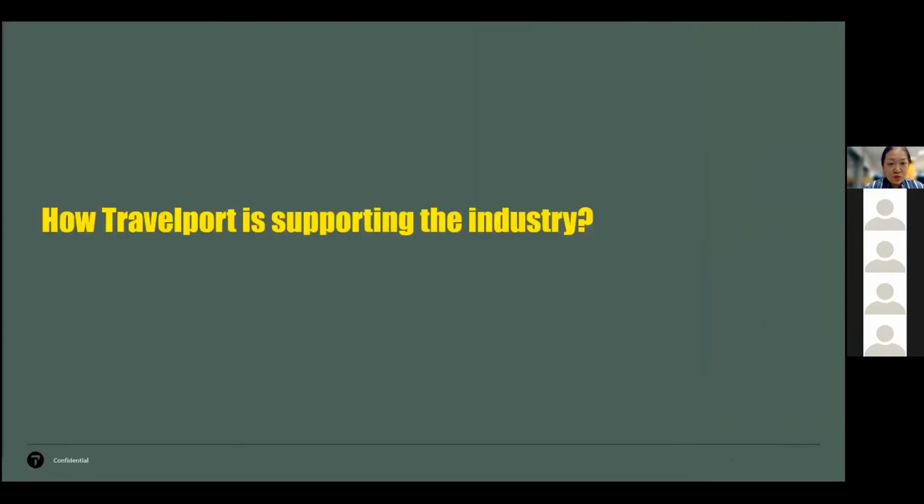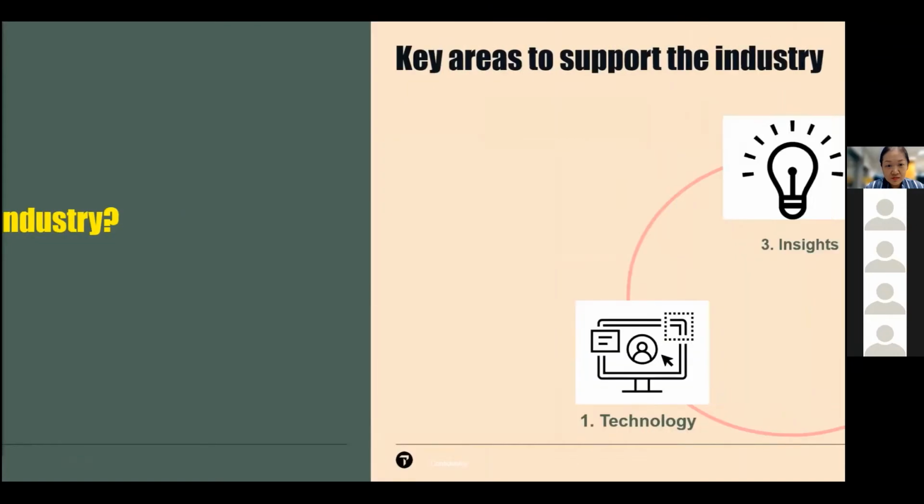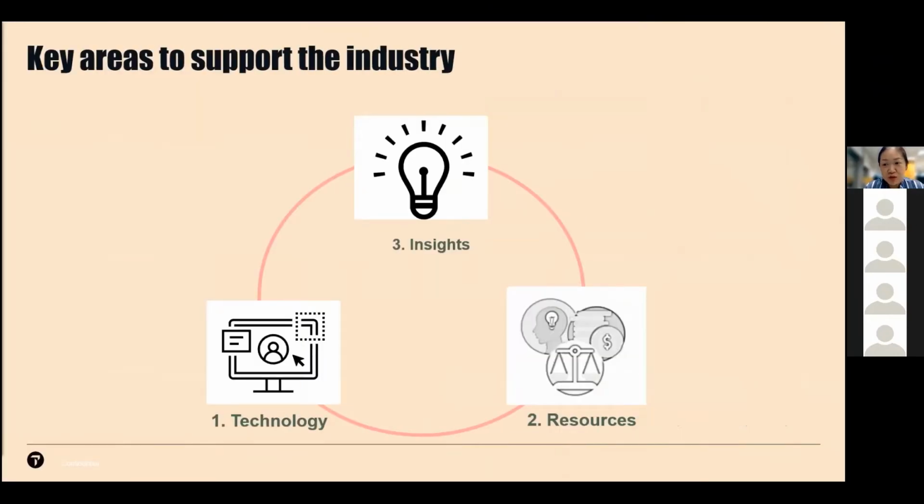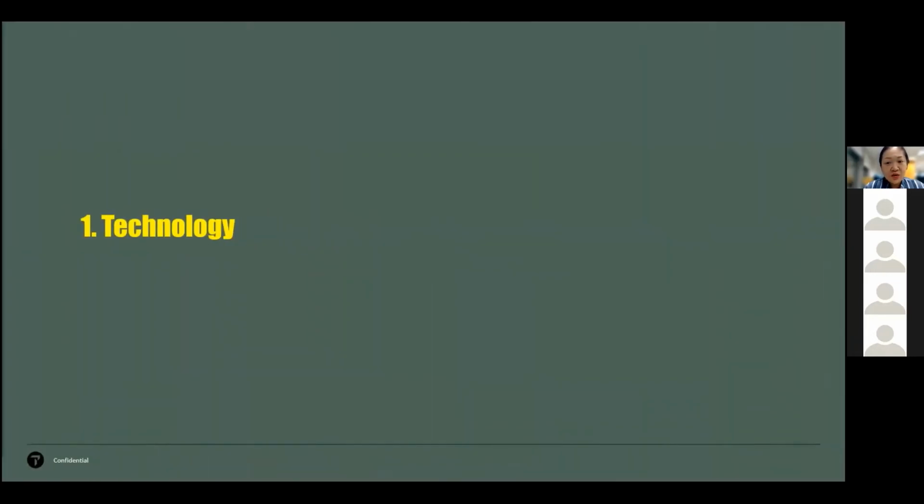So how is Travelport supporting the industry? There are 3 areas Travelport was supporting, from data insights, technology, and also resources like research and marketing campaigns. So globally, there are 235,000 travel agents using our system to book air tickets, hotels, car rentals, or experiences with billions of bookings. In view of this unprecedented crisis, Travelport has immediately worked with third-party partners to enhance our system to make the travel agencies' life much easier.